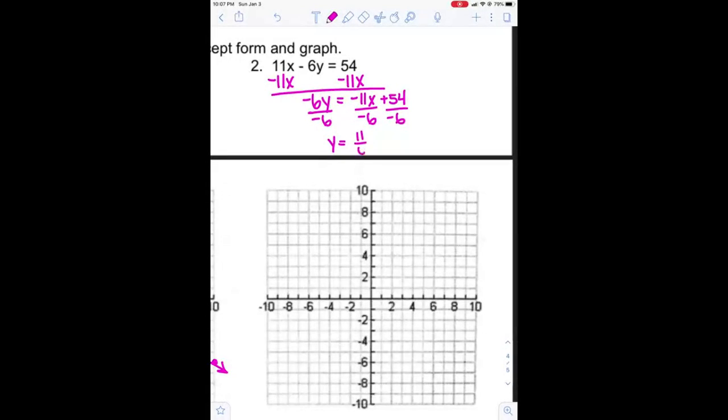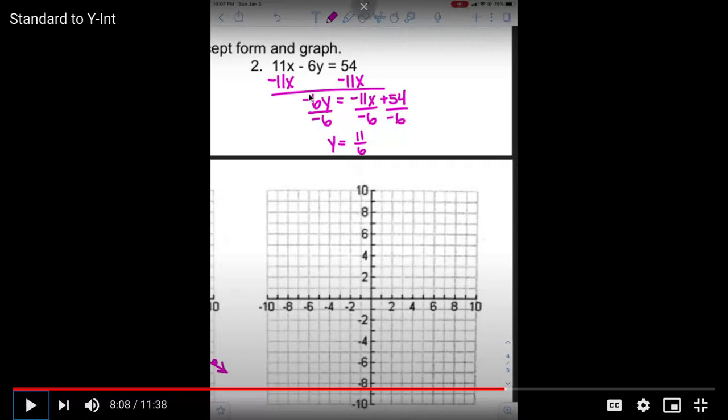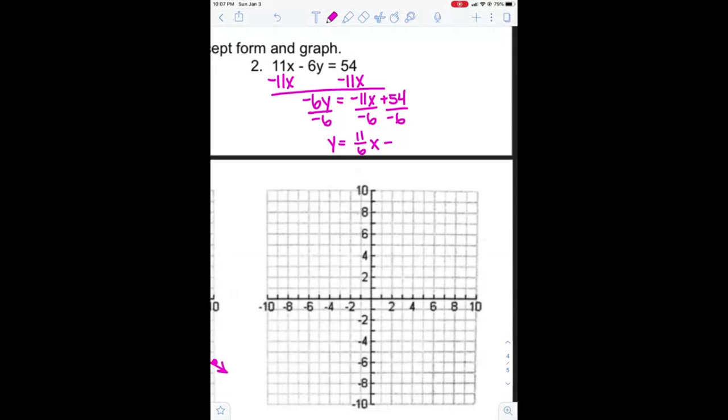So now I'm going to divide by my y coefficient, which in this case is -6. So I do -6y over -6, -11x over -6, and 54 over -6. So that is going to give me y is equal to 11 over 6x minus, because we're doing a positive divided by a negative, and that's going to be -9.